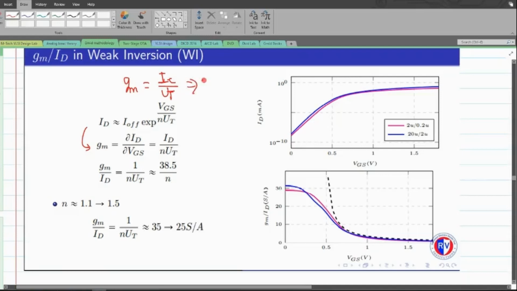So the transistor efficiency that we normally get in a BJT was quite higher, and the value is 1 upon UT, which is equal to somewhere around 38.5. Okay, so this is what we have seen in the previous slide. Whereas in this case, this value is generally divided by the slope factor, and because of which the transistor efficiency that we normally get in the weaker inversion would range from 35 to 25.